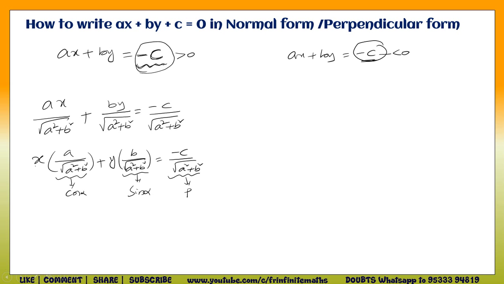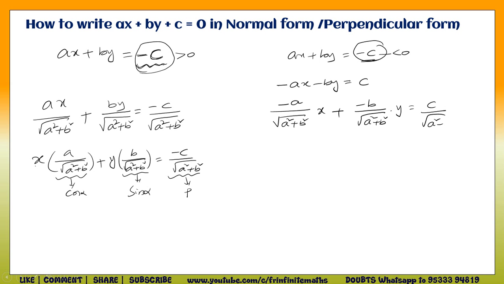So if this minus c is negative, what we need to do is make it positive. So how can I make it positive? Directly multiply both sides with minus, then this becomes positive, right? Then divide with root a square plus b square. So then this becomes minus a by root a square plus b square into x plus minus b by root a square plus b square into y is equal to c by root a square plus b square.